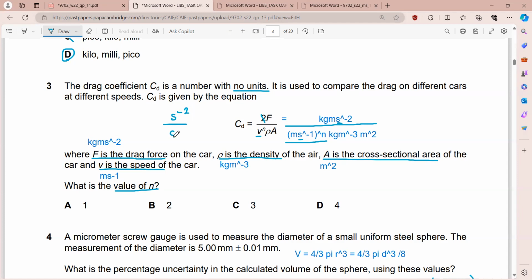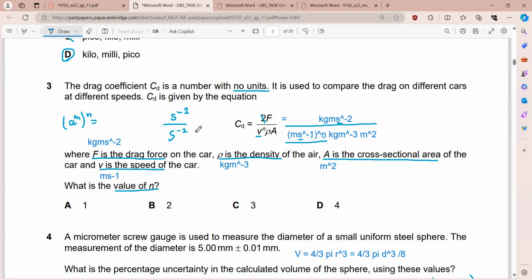So same unit, second is the unit, and same power, so minus 2. So for minus 1 to become minus 2, you need to multiply minus 1, since by the rule of indices, a to the power m whole to the power n is equal to a to the power m multiplied by n. So n needs to be multiplied by minus 1 to give me minus 2.